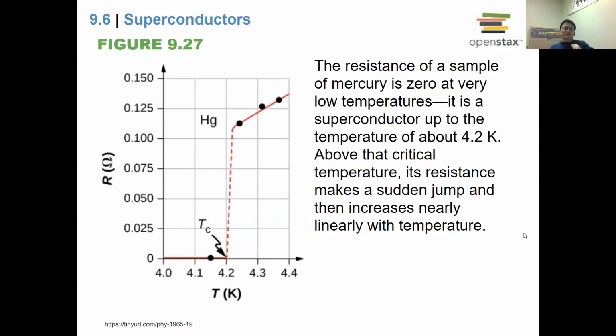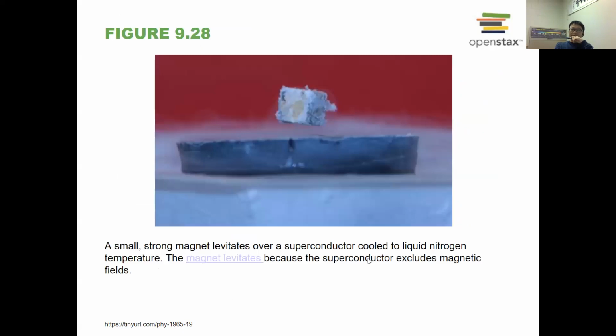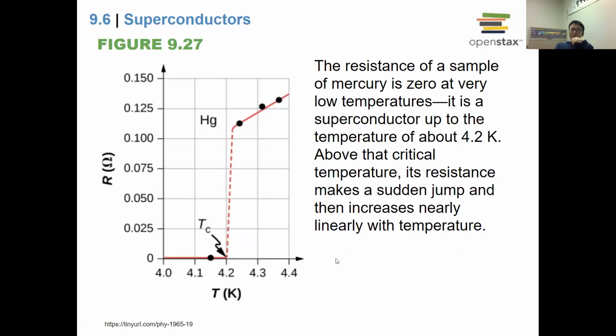Now let's take a look at superconductivity. This was first discovered about a century ago, 100 years ago, in mercury. As the temperature drops, all of a sudden the resistance of mercury goes to zero. That happens with different materials. Normally this is at a very low temperature, like 4.2 Kelvin, so it's very close to absolute zero.